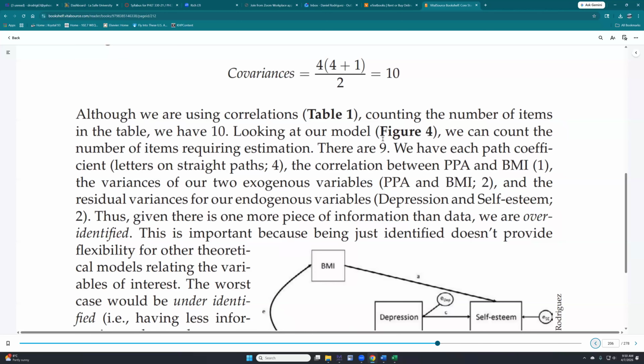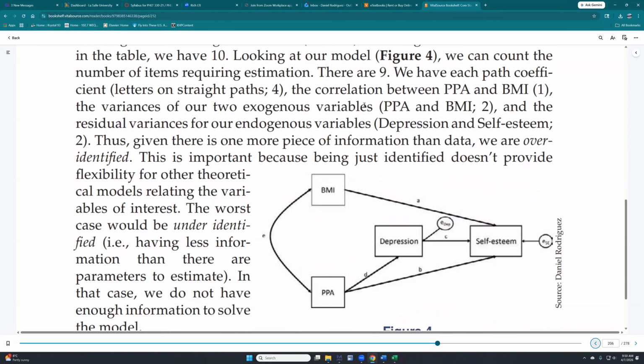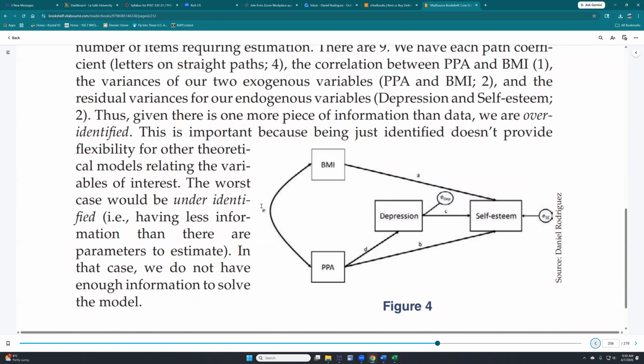So though we are using correlations, we count it to be 10. Looking at our model, we can count the number of items requiring estimation. So there are 9. So we need 1, 2, 3, 4, 5, 6, 7. What else? Oh, and then the 2 variances here. I didn't have them, but since these are exogenous variables, BMI and PPA, they also have variances that we have to estimate.